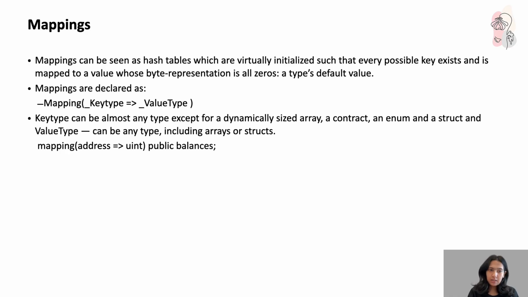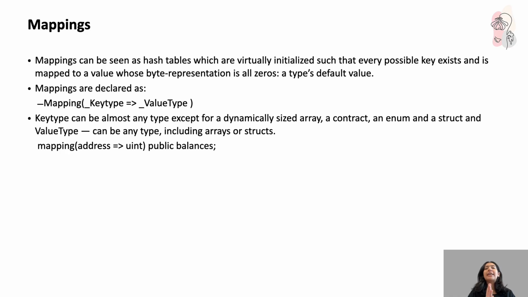So, what is mapping? Mapping is like a hash table. It means every possible key already exists, but may be initially mapped to a default value, usually all zeros in byte representation for the type. So when you see mapping, they are declared as mapping key type to value type. Let's say mapping address to uint, that is your public balances. Every address, every key type, this is a key, and each key maps to a value, the default being 0, and the value type you can specify later.